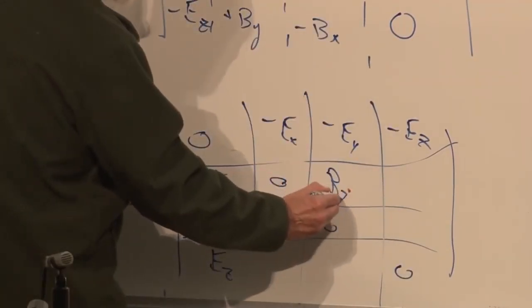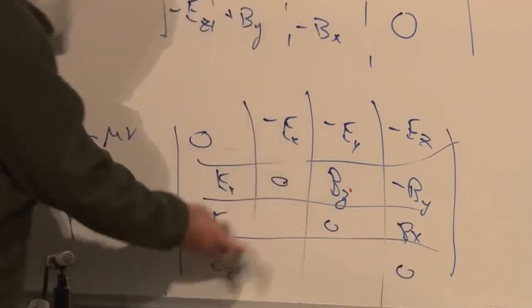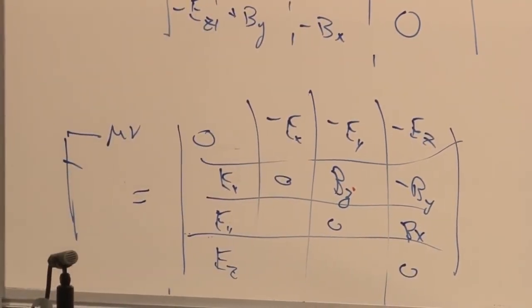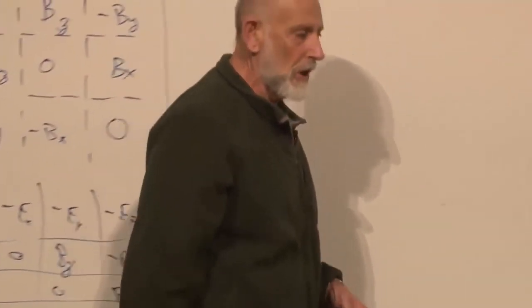Bz, minus By and Bx, and you can fill in the lower corner here. It's just antisymmetric. All right, so it doesn't matter which one of these you use. You fill in the blanks, and that's the field tensor.